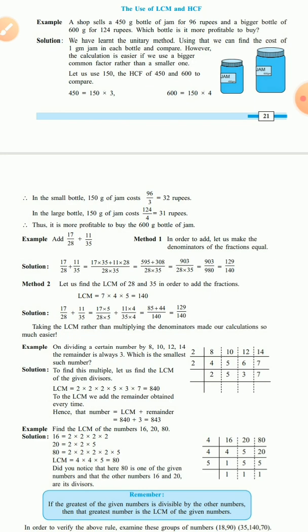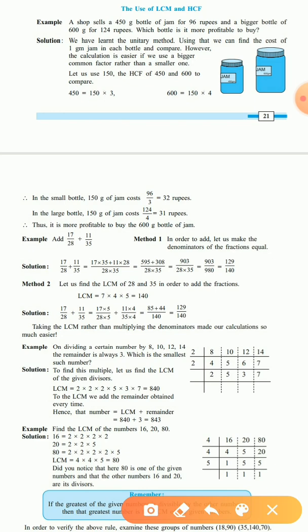In the small bottle of jam, what is the cost? 32 rupees, and the large bottle 31 rupees. Thus, it is more profitable to buy which bottle? The 600 gram bottle.